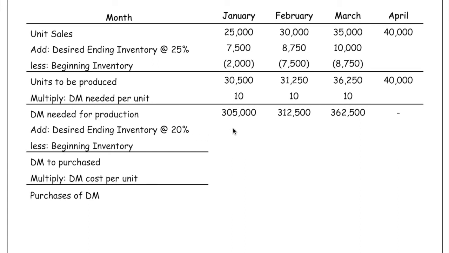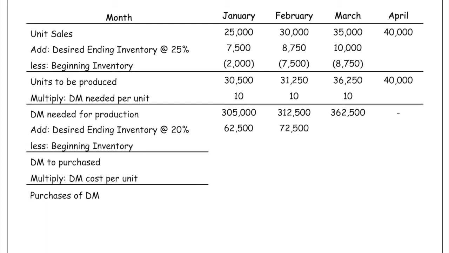So at the end of Jan, we want to end up with 20% of the units that we're going to be producing in February. So 20% of 312,500 is going to be 62,500. 20% of March, which is 362,500, is going to be our ending inventory for Feb. So that would amount to 72,500.